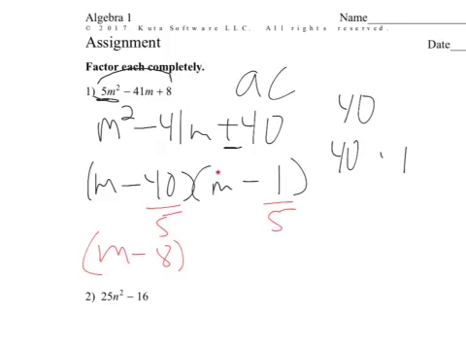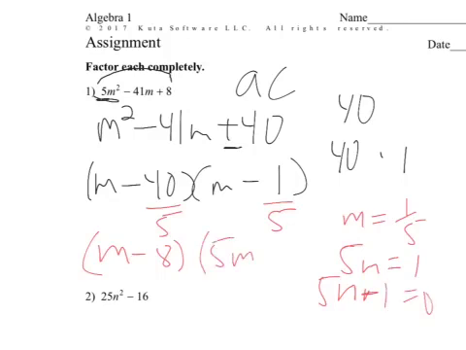We'll multiply by 5. That comes from if you think about this as an equation. If I were to multiply this by 5, that would give me 5m equals 1, and 5m minus 1 would be 0. So that's my factor, 5m minus 1. And then, of course, you should multiply to check.